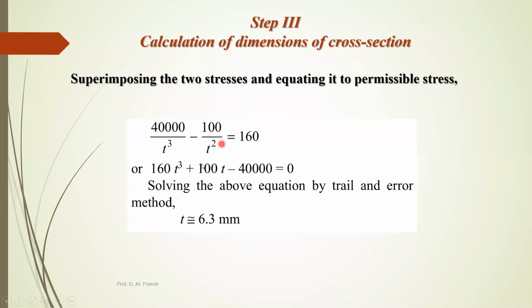So by solving this equation, it becomes a quadratic equation in terms of t cube, t. So for solving the above equation by trial and error method, we get the value of t as 6.3 mm. That is the thickness of the C section or thickness of the hacksaw frame.